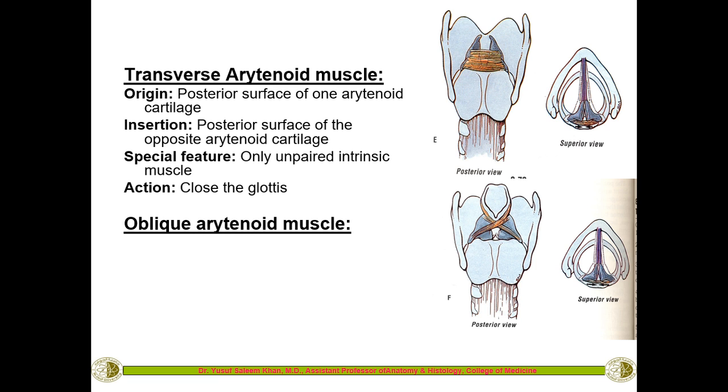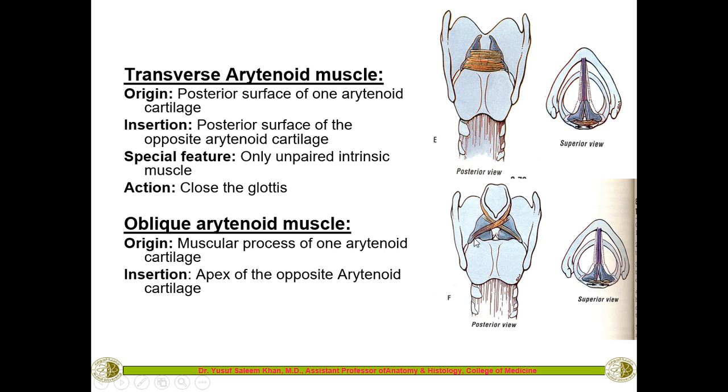Then the next muscle is the oblique arytenoid. As the name indicates, again it is only arytenoid, so it begins from one arytenoid and goes to the other arytenoid. But the difference is that the transverse one is horizontally placed, and this is obliquely placed. And it is present in pairs. The origin is from the muscular process of one arytenoid and it gets inserted to the apex of the opposite arytenoid. This is the origin and this is the insertion on either side. Like all other muscles, this also closes the inlet of the larynx.